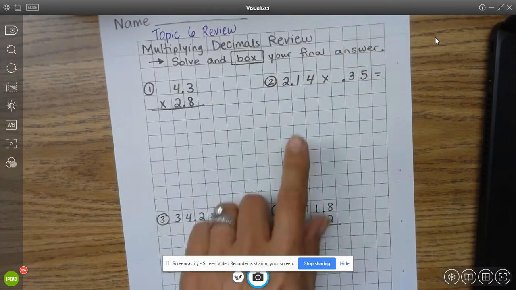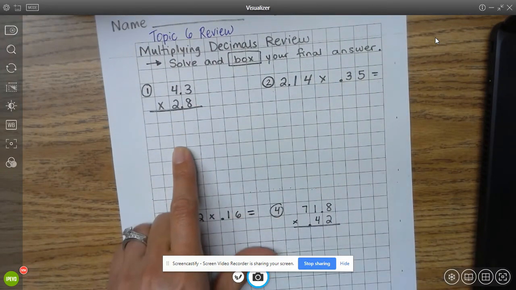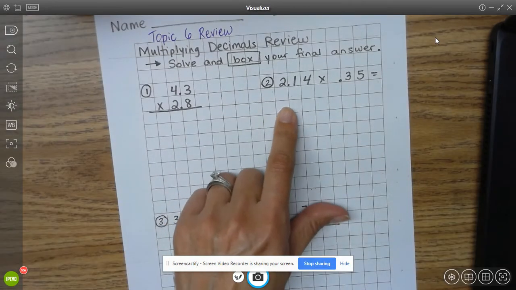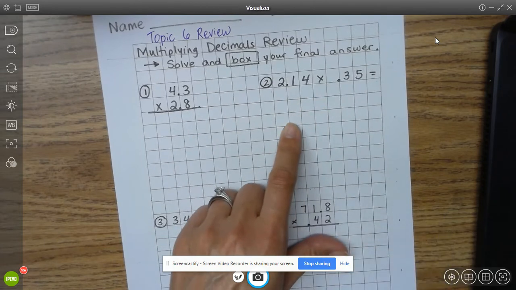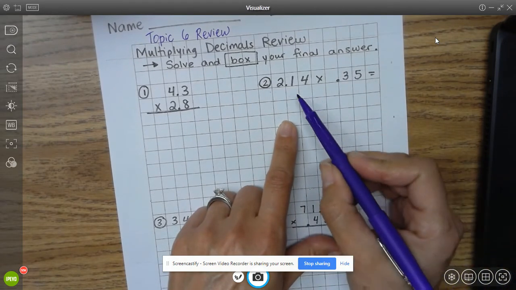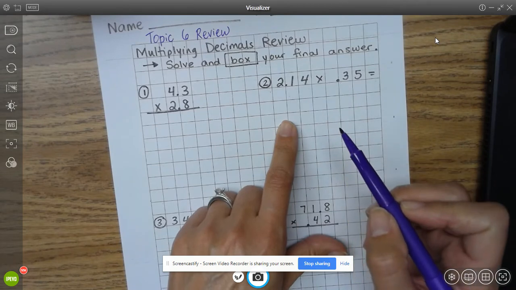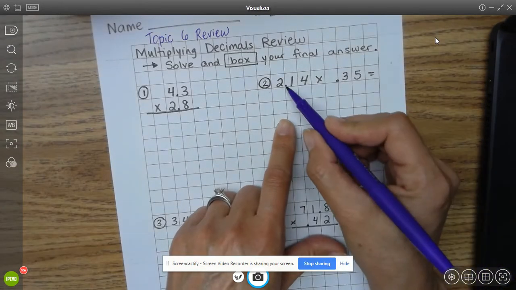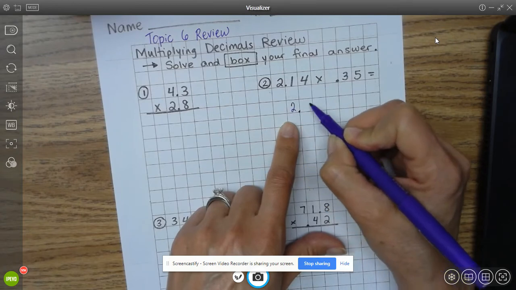Okay, so I'm going to go ahead and skip number one. I think most of you had an opportunity to solve this problem earlier today, so I'm going to move here. When we multiply decimals, we do not have to worry about lining up our decimals. When we add or subtract decimals, we do have to line up our decimals, but with multiplication, it does not matter. So I'm simply going to copy this problem so that I can do the algorithm.